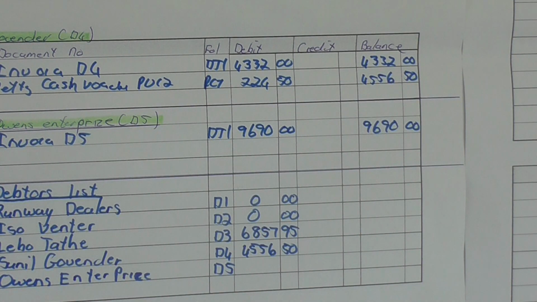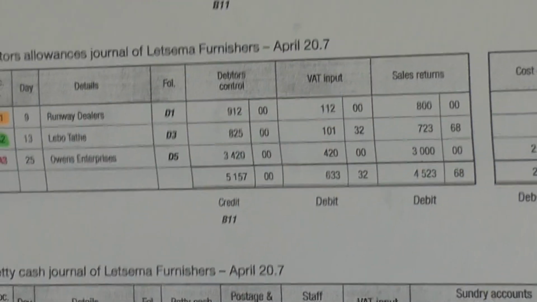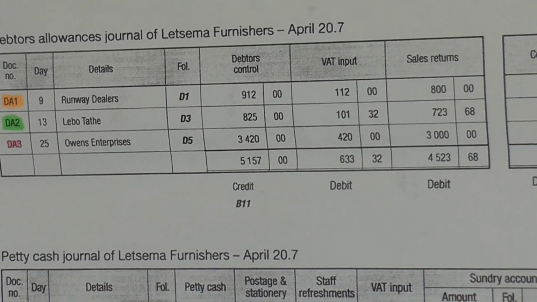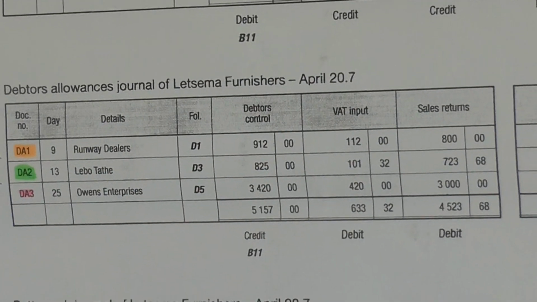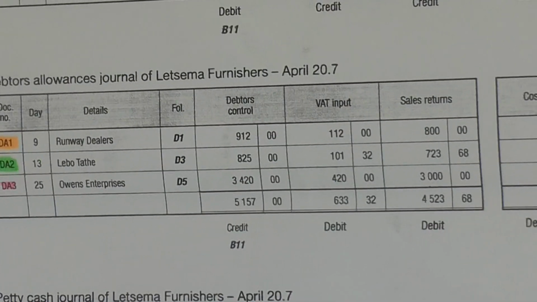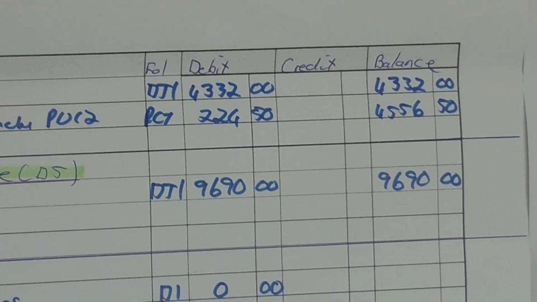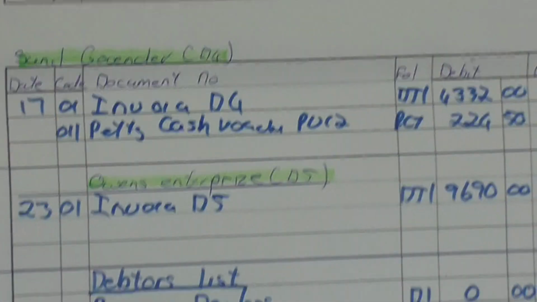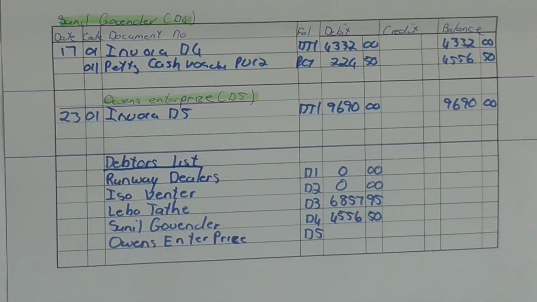Then let's go and see where else. Okay, so we went there. So now we're going to, so obviously he brought something back. Debtors allowance journal. Oh, sorry, I'm going a bit fast. So let's see. Amount 3420, amount gets credited. That's DA3. There we go. There's Owen's Enterprises. Great.